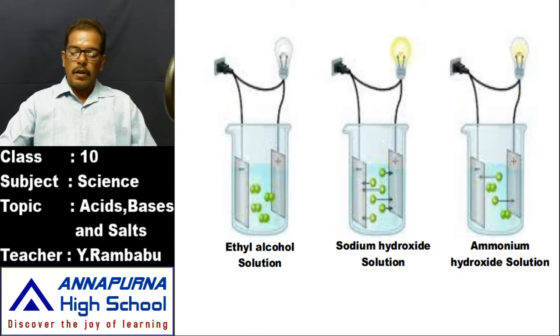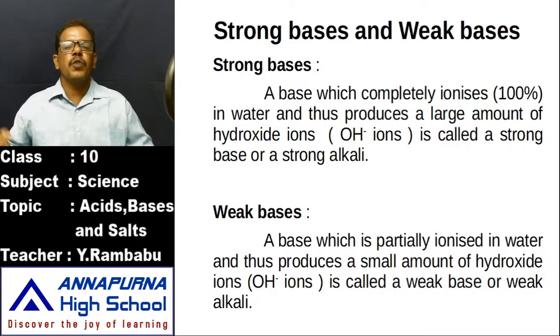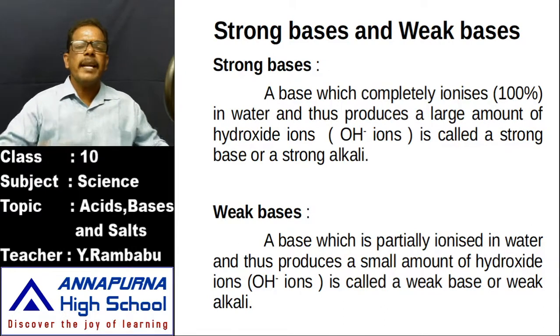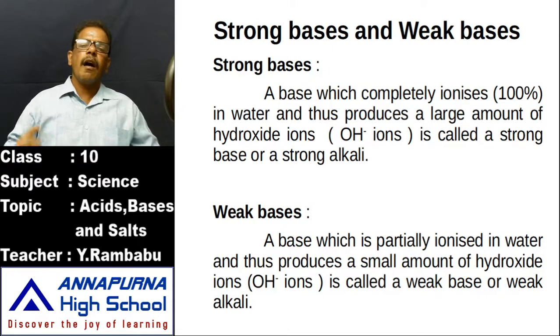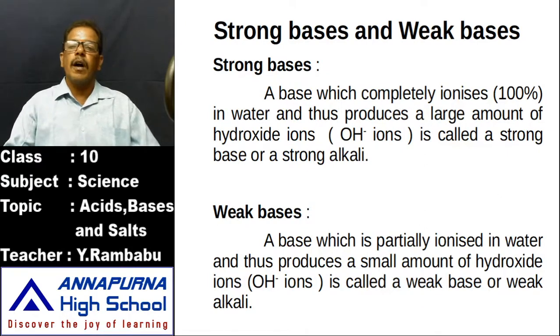Then what is a strong base here? We are discussing bases, not acids. A strong base is completely ionized. That means all the molecules present split into their respective ions. It is a base, so it produces OH minus ions. If it is completely ionized, it produces a large number of OH minus ions. That's why it is a strong base or strong alkali.